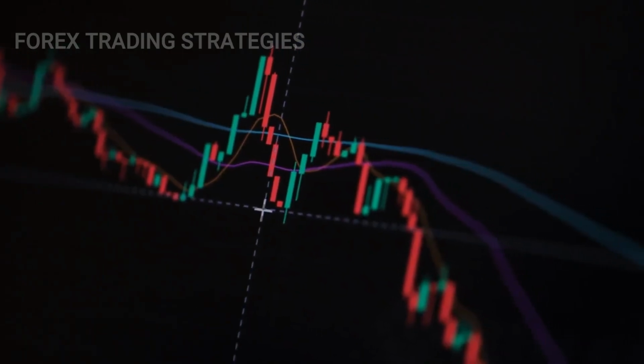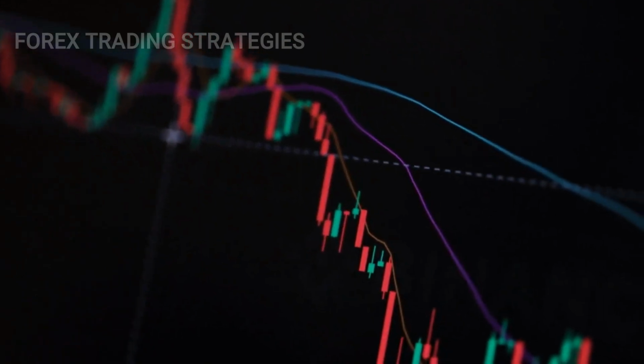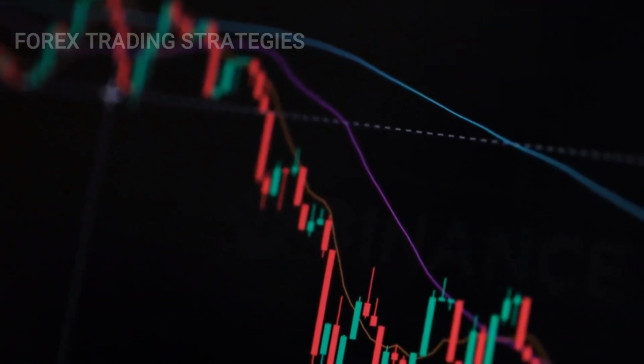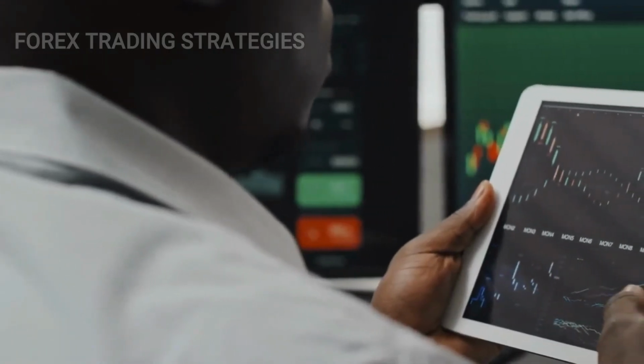By considering market sessions, currency volatility, and specific factors influencing currency movements, you can make informed decisions that align with your trading goals. Market sessions.